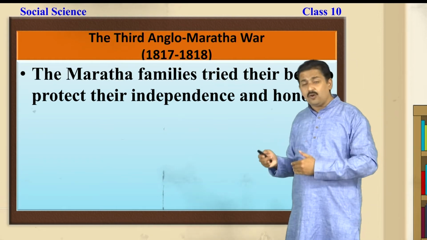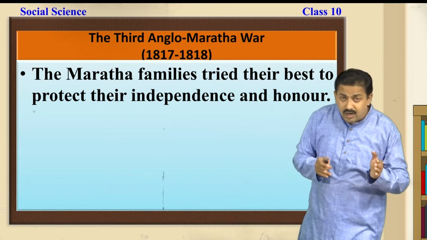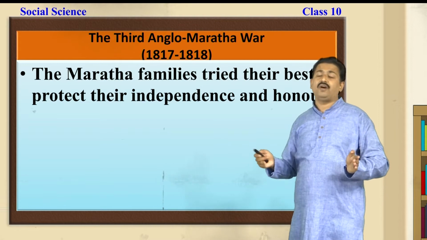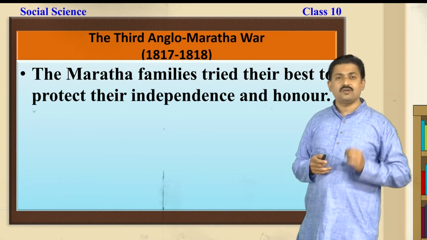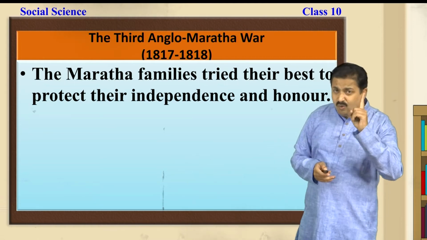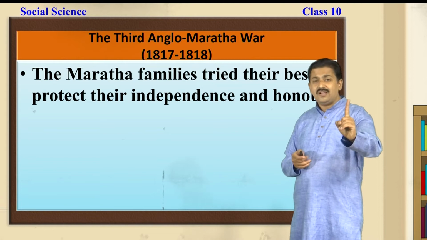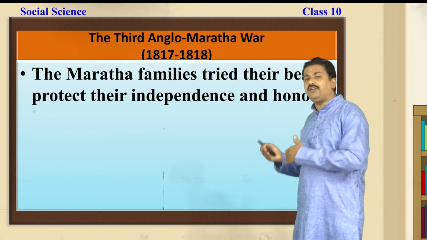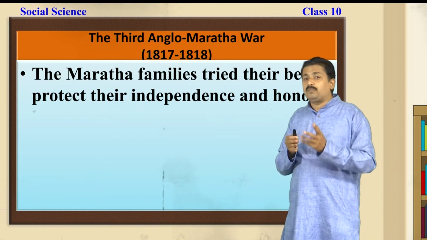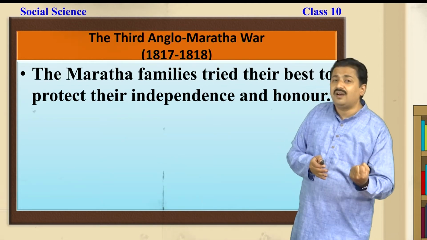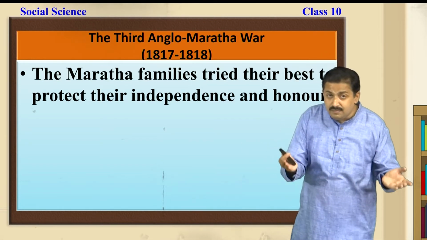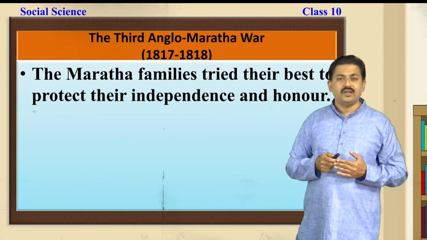Come to the Second Anglo-Maratha War. It started in 1803 and ended in 1805. That means it is almost 2 years of war. Come to the Third Anglo-Maratha War, it was only 1 year. It started in 1817 and by the beginning of 1818, the war came to an end. That means from war to war, the crumbling power of the Marathas, the deteriorating condition of the Maratha families is exhibited here. That is what you need to know here.